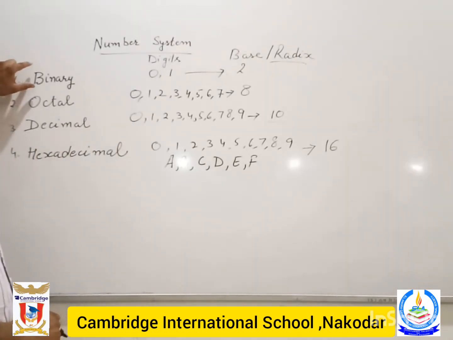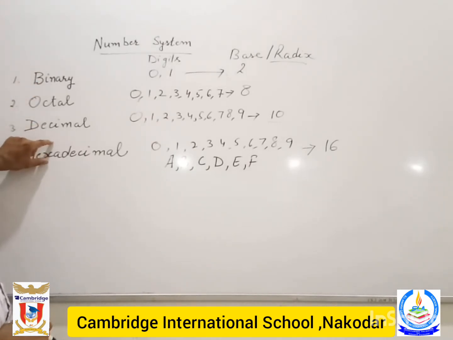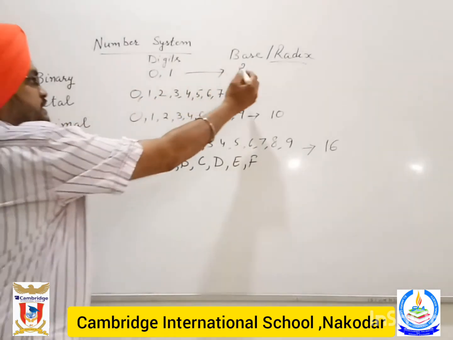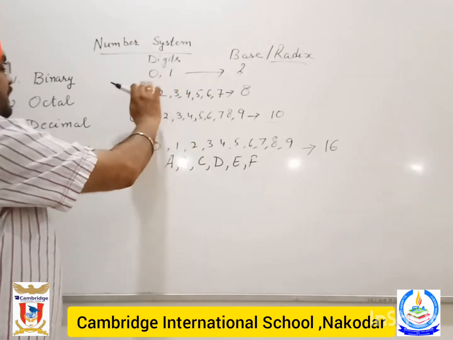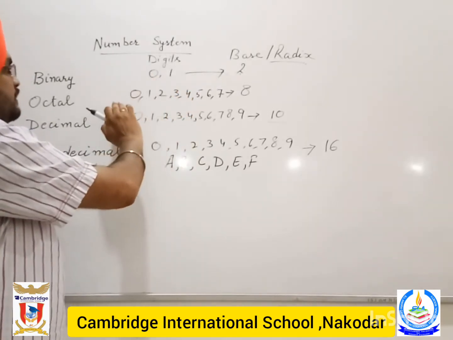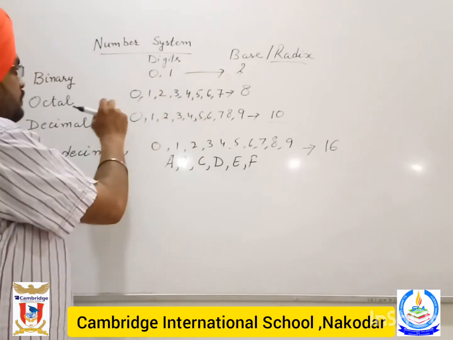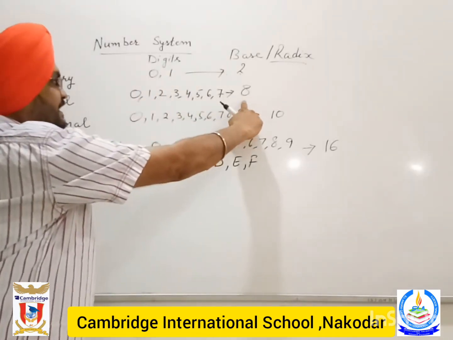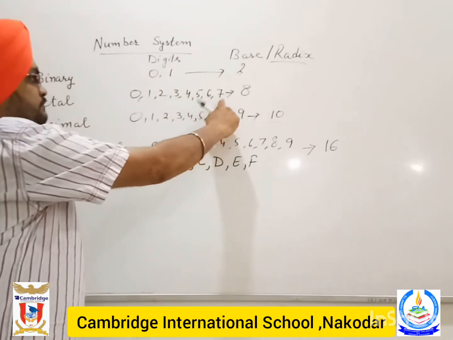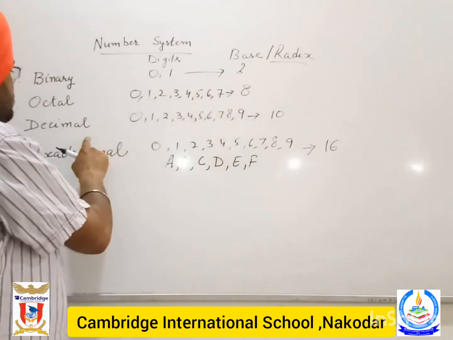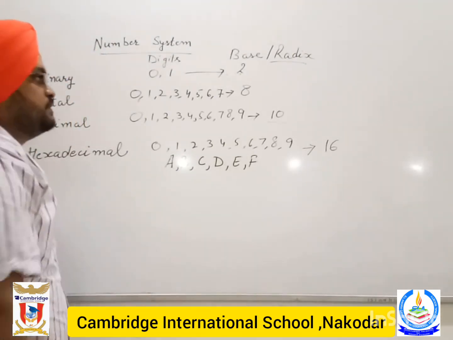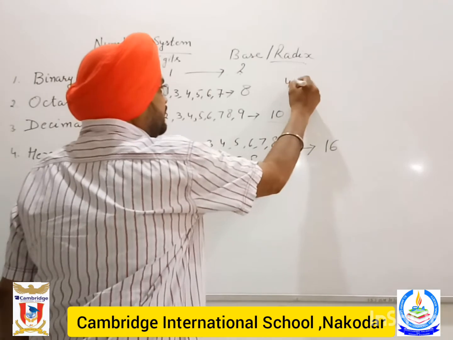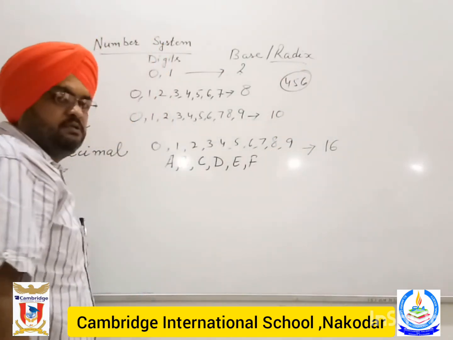There are four number systems. Once again I will explain: binary, octal, decimal, hexa. The base of binary is 2 and digits are 0 and 1. It is represented directly in computers. Computers can understand only 0s and 1s. Octal has base or radix 8 and its digits go up to 7, 1 less than the base. The decimal number system we use in our daily life. Any digit you write, suppose I write 4, 5, 6, it's a decimal number system.